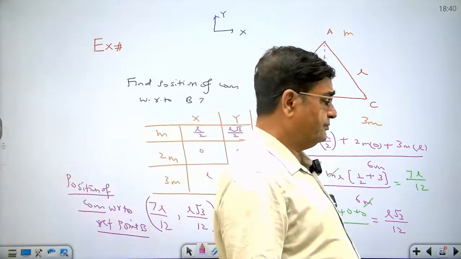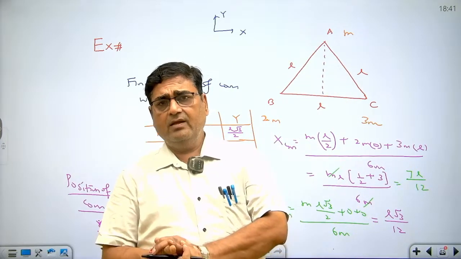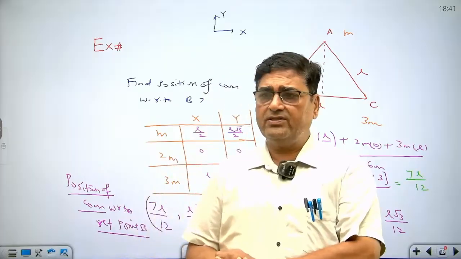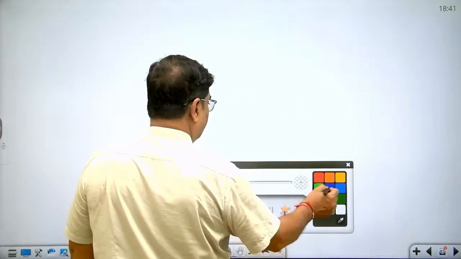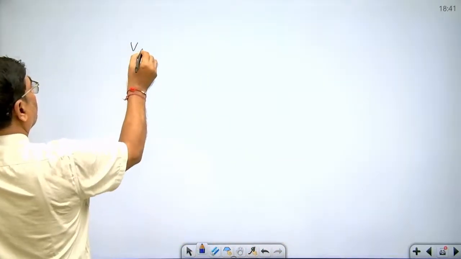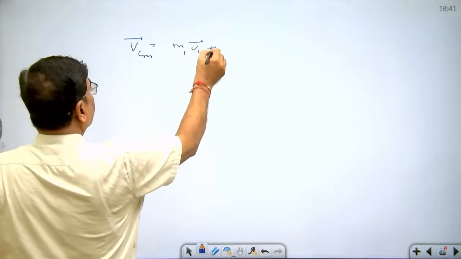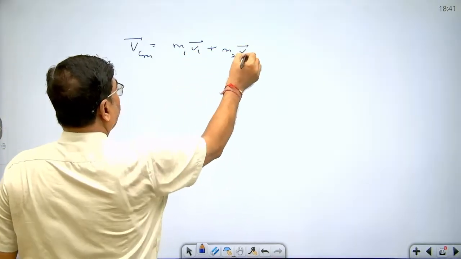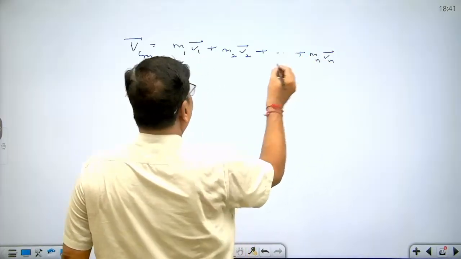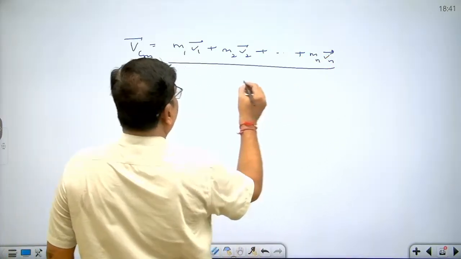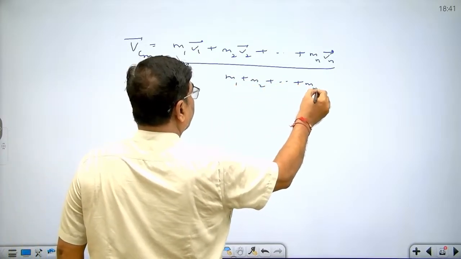Now, if we are interested in finding the velocity and acceleration of center of mass, that also we can easily find. Differentiate the equation of position vector. Then we can find velocity of center of mass equal to what? M1 V1 vector plus M2 V2 vector plus Mn Vn vector divided by M1 plus M2 plus dot dot Mn.